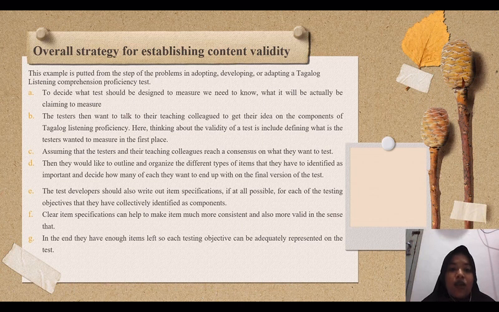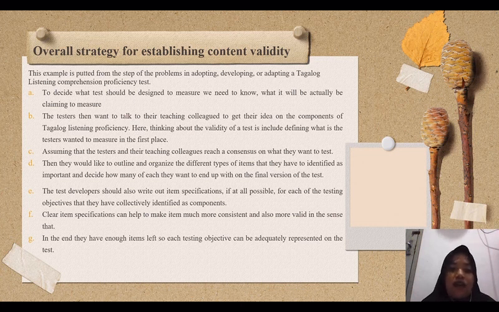The third, assuming that the testers and their teaching colleagues reach a consensus on what they want to test. The fourth, they would like to outline and organize the different types of items that they have identified as important and decide how many of each they want to end up with on the final version of the test.